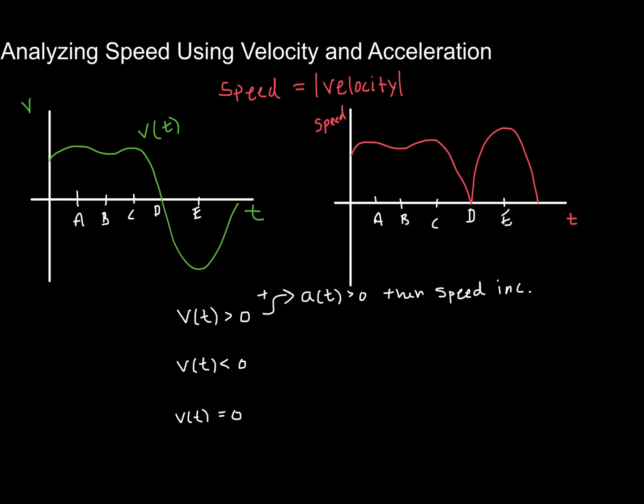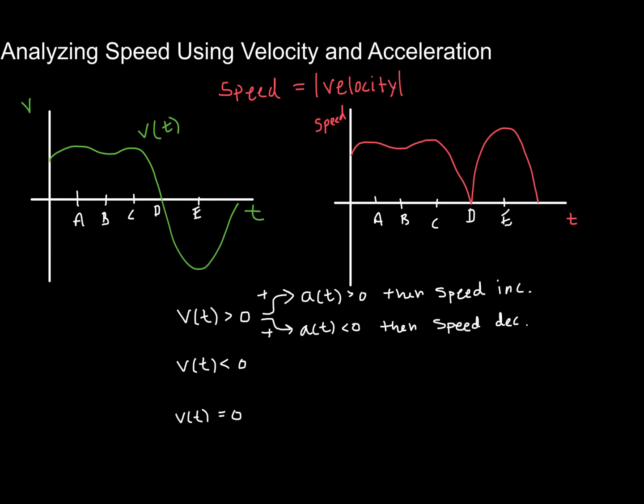Now, similarly, if we're traveling to the right, if the velocity is greater than zero and the acceleration is negative, that would mean that the acceleration is causing the velocity to decrease, which would mean that our speed is also decreasing, because while we might still be moving to the right, we're moving to the right at a lower velocity. So if the acceleration is less than zero, we can say the speed is decreasing.